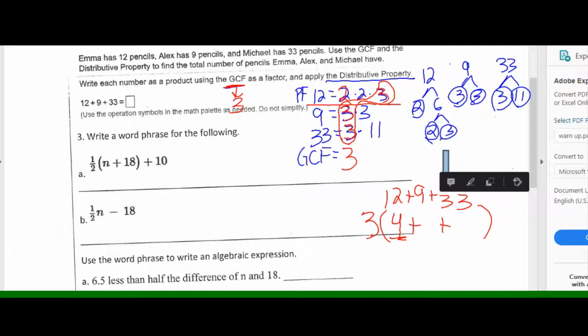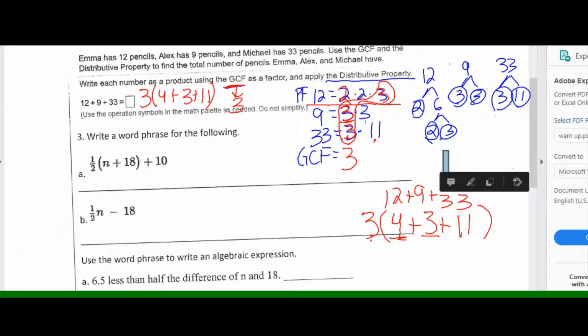Then I need to figure out, okay, 3 times what number will give me 9? If I look at my prime factorization, once you factor out this 3, you have a 3 left. So that means 3 times 3 is 9. For 33, once you factor out this 3, you have 11 left to make 33. So that means 3 times 11 is 33. So that is the answer using the greatest common factor, which is 3, and the distributive property.